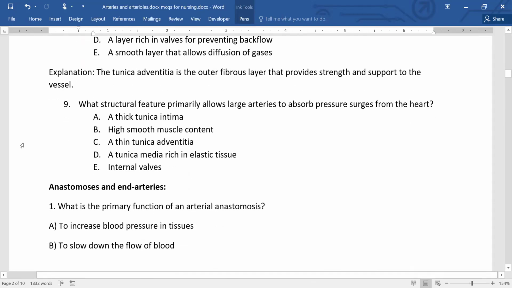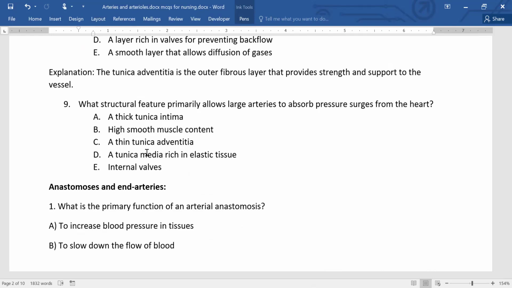What structural feature primarily allows large arteries to absorb pressure surges from the heart? So what is there in large arteries that helps them absorb the pressure of the heart? A tunica media rich in elastic tissue. The options are a thick tunica intima, a high smooth muscle content, a thin tunica adventitia, a tunica media rich in elastic tissue, and internal valves. So the correct answer is a tunica media rich in elastic tissue.